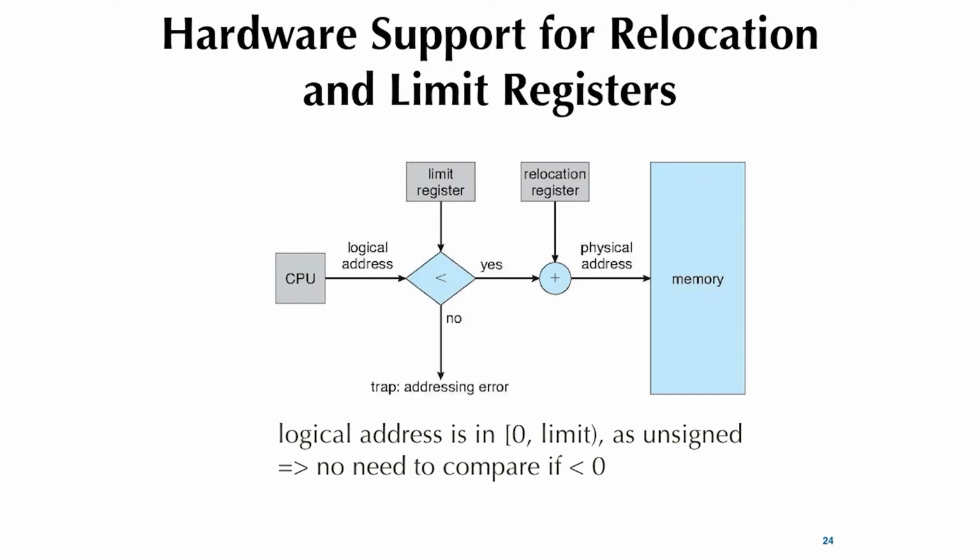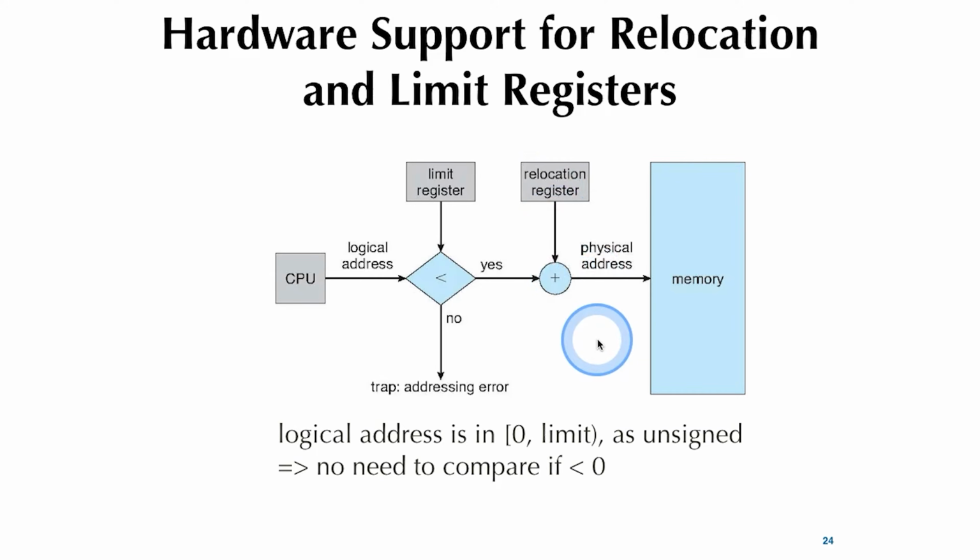And so here, the way it does it is the logical address gets issued by your program, comes out of the CPU, part of the memory pipeline, and is it less than the limit register? If not, then you have the trap error. If so, you add the relocation register.